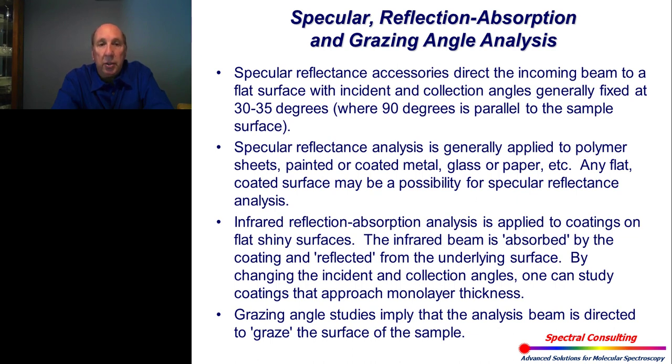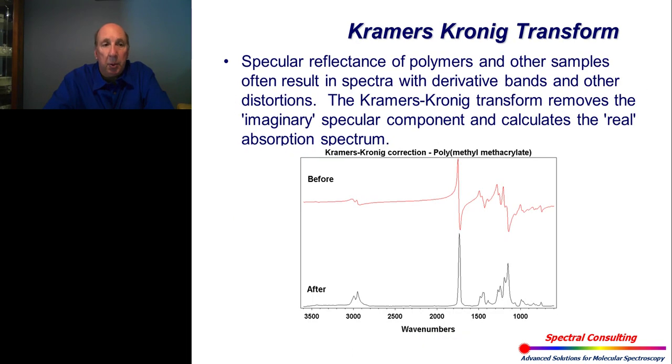And by going to the grazing angle, about 80 to 85 degrees, we can simply graze the surface of the sample, but we increase the path length of the light as it goes through the sample.